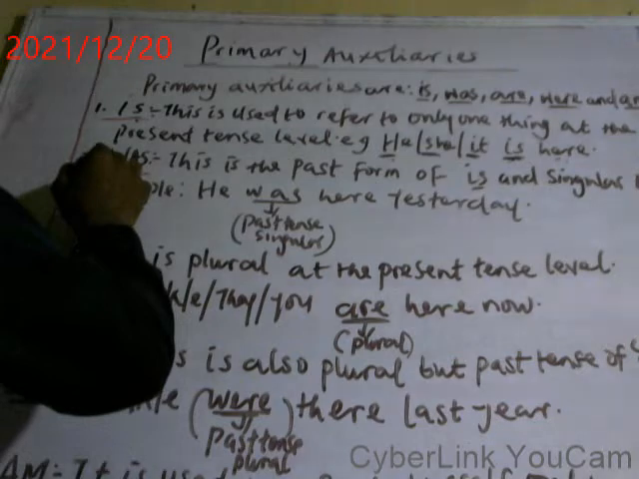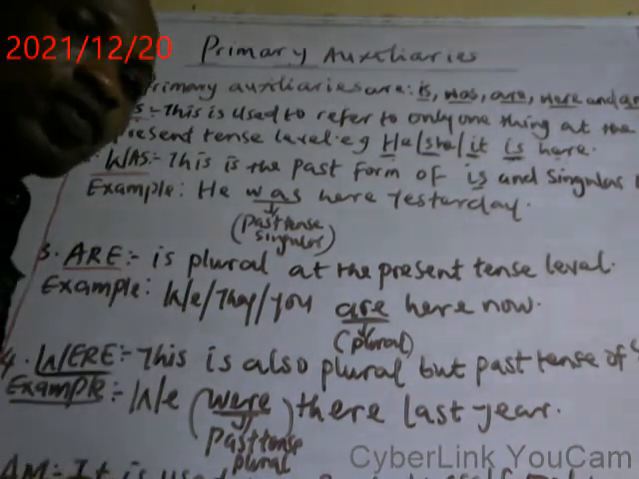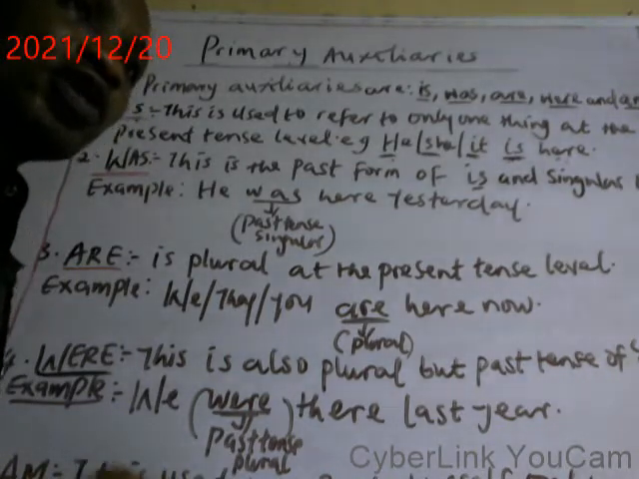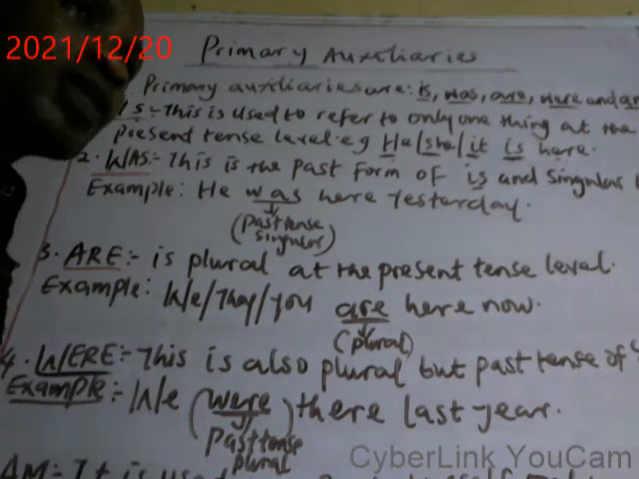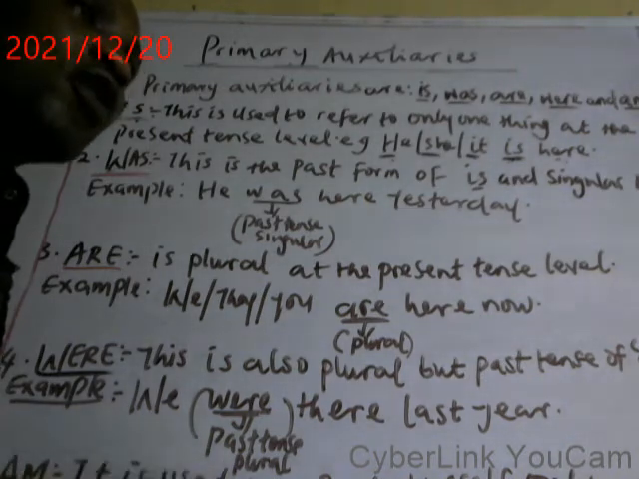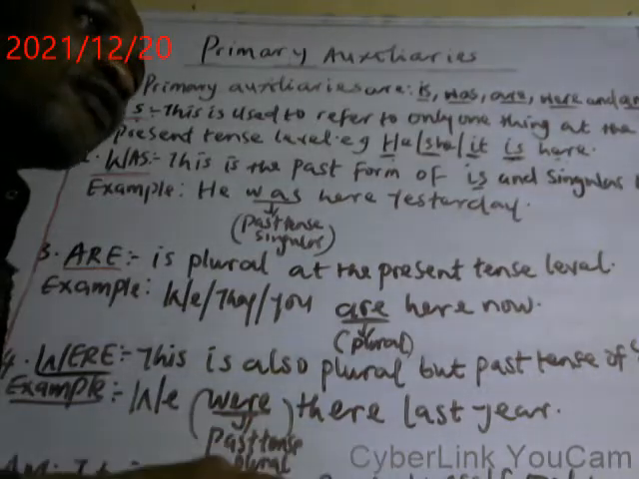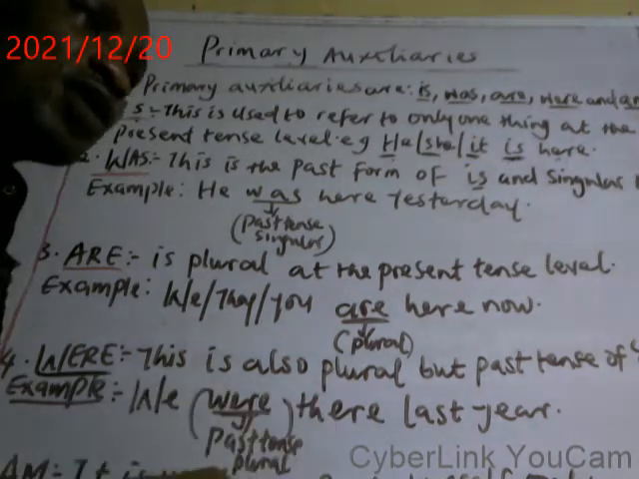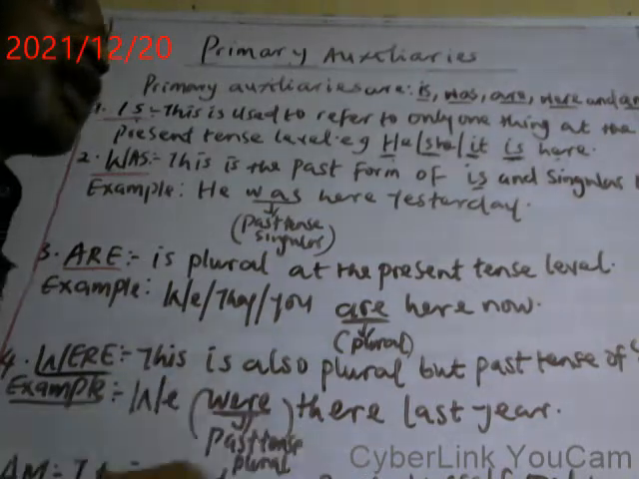The next one for us to talk about is "was". Was, like "is", is also singular. But in terms of tense, it is different. It is the past form of "is". That is, we use it to qualify an action that happened in the past, an action that has been done and dusted in the past.